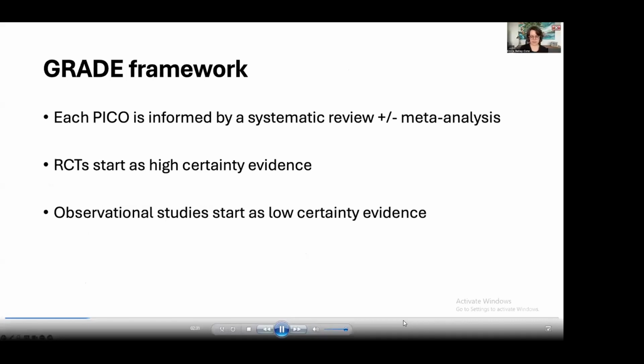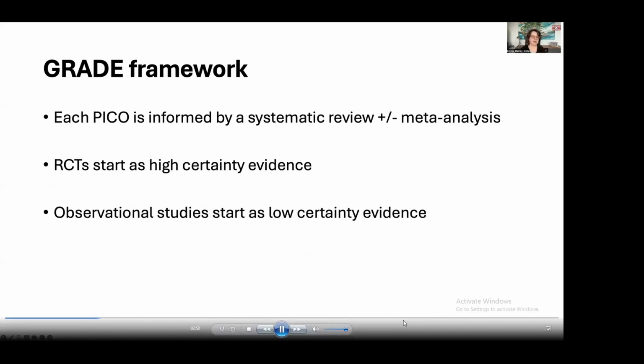So the guideline we're discussing was built within the GRADE framework. There's quite a bit of work that goes into these guidelines. Each question or PICO is informed by a systematic review and meta-analysis if it is appropriate to do a meta-analysis.